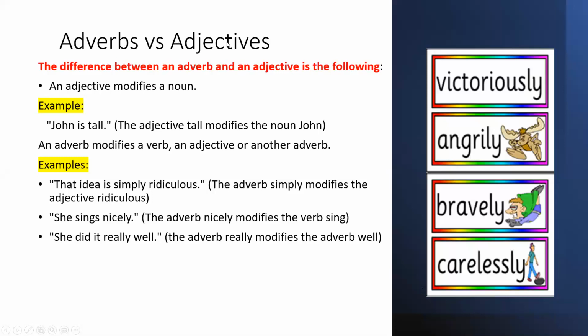Adverbs versus adjectives. The difference between an adverb and an adjective is the following. An adjective modifies a noun. Example, John is tall. The adjective is tall and is modifying the noun John. An adverb modifies a verb, an adjective, or another adverb. Examples, that idea is simply ridiculous. The adverb simply modifies the adjective ridiculous.